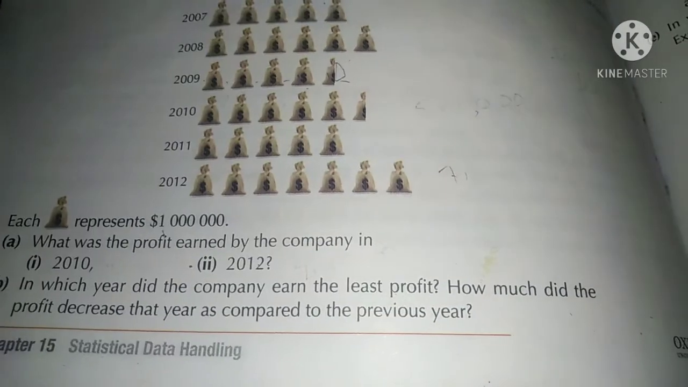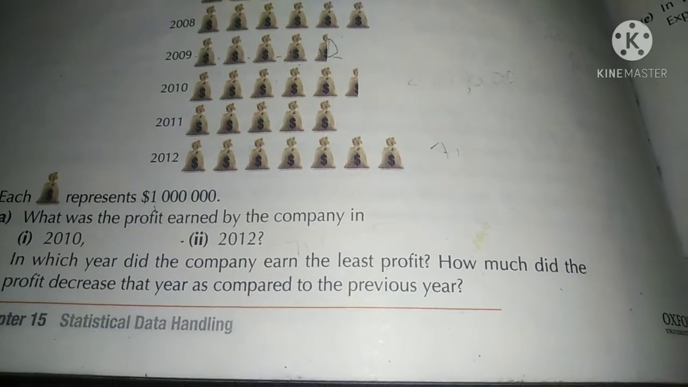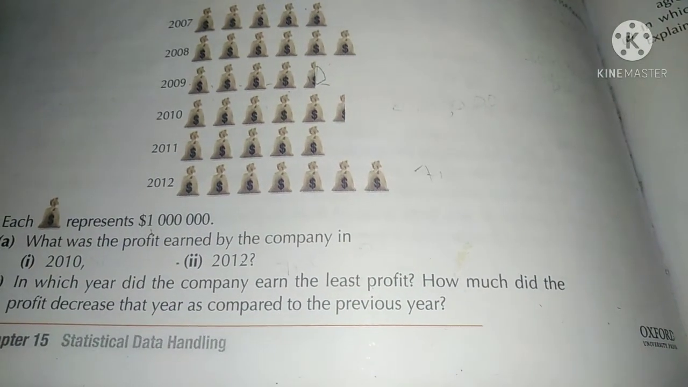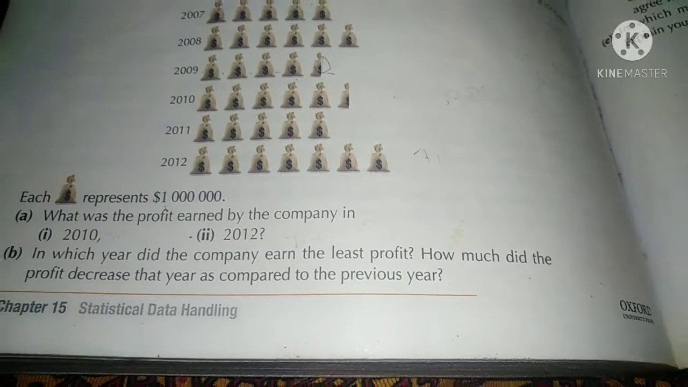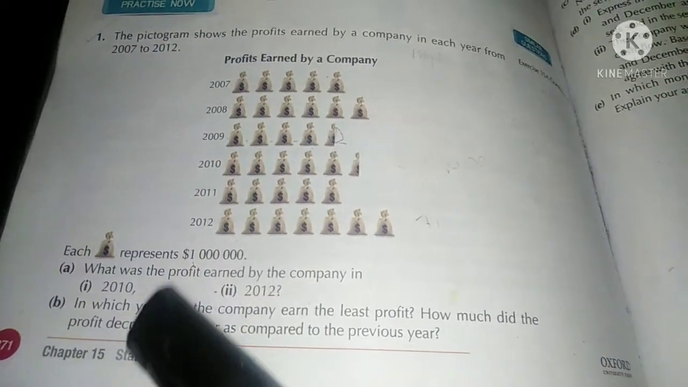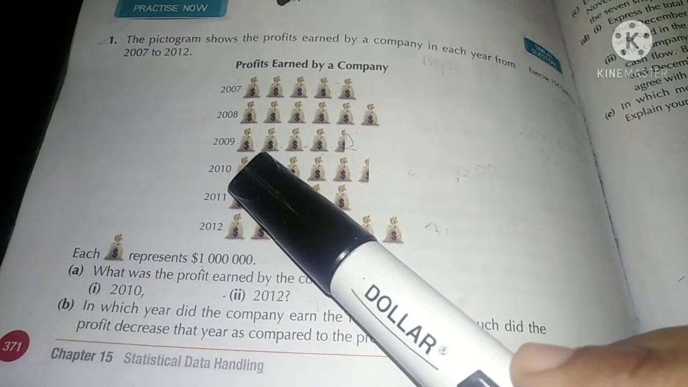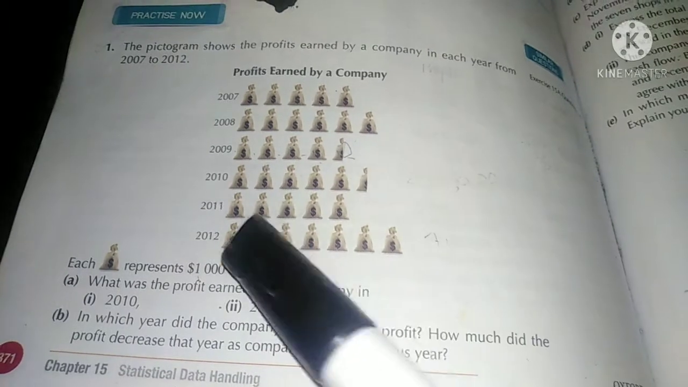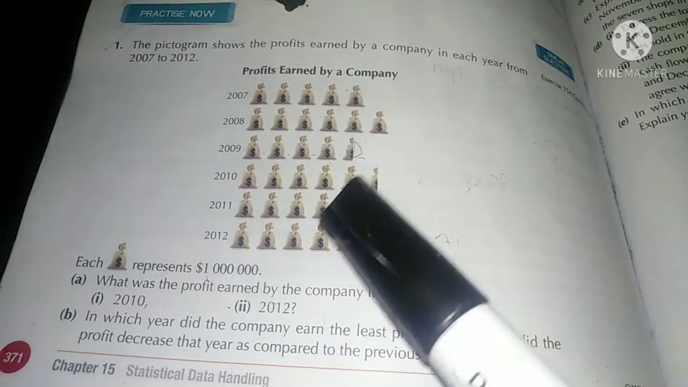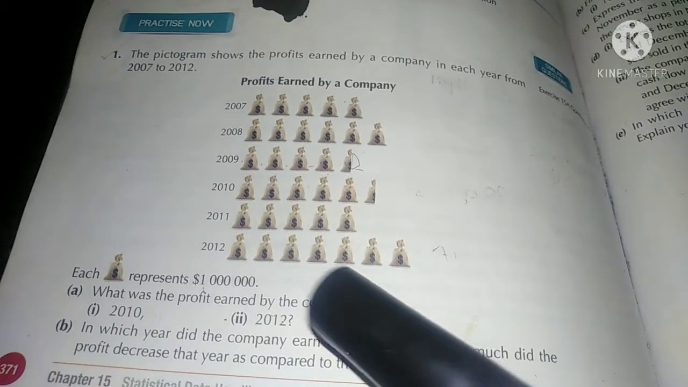And at the end, scale is always given in the pictogram, and you know that one sack is equal to 1 million. Each sack represents $1 million. Part A is: what was the profit earned by the company in 2010 and 2012? So what you need to do is count the number of sacks and multiply the number with this value. Then you will get the profit earned by the company in that year.